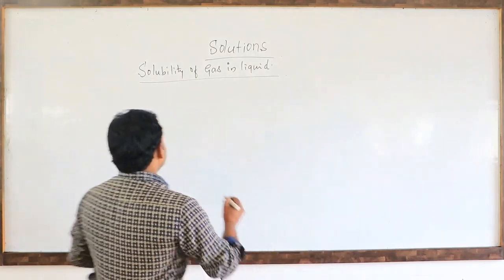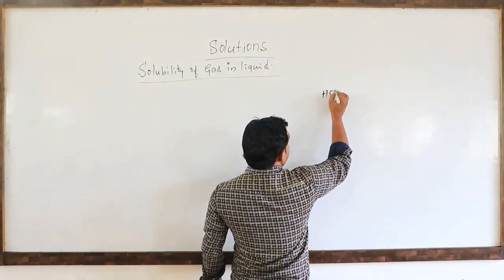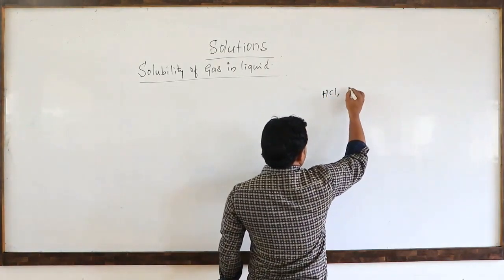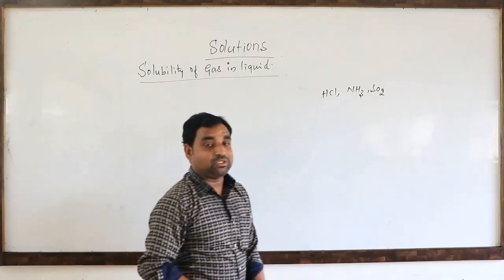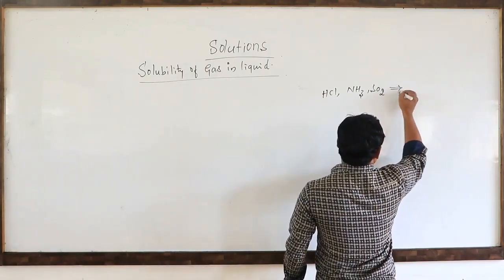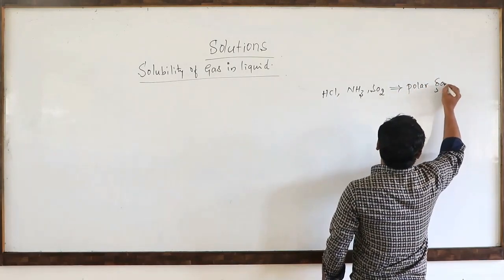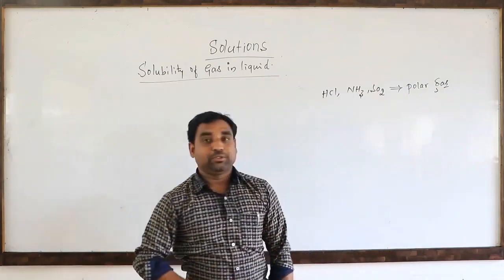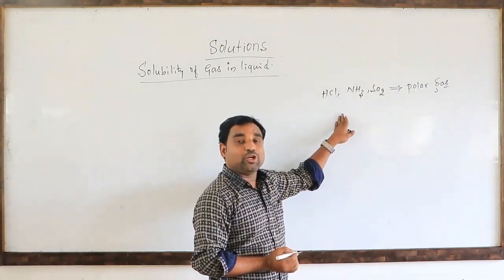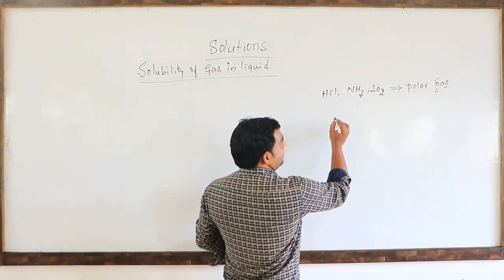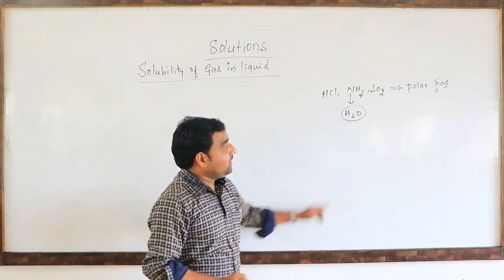For the first one, for example, you can take polar gases like HCl, NH3 and SO2. These are polar gases. It means they have charge separation, which occurs because of the difference in electronegativity between the two atoms. These polar gases have more solubility in a polar liquid like H2O.